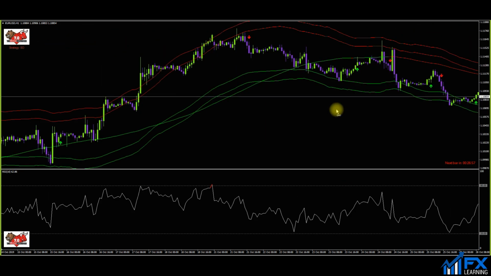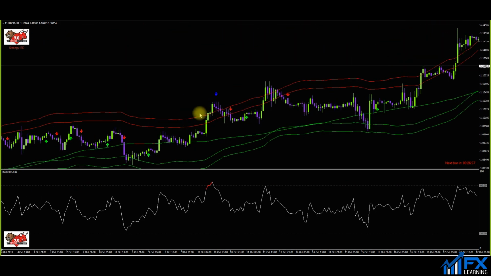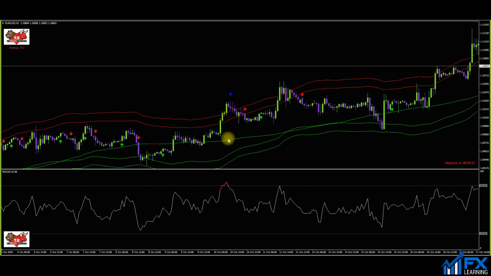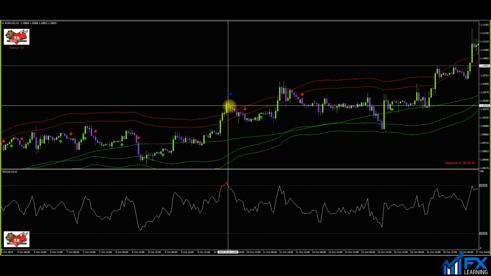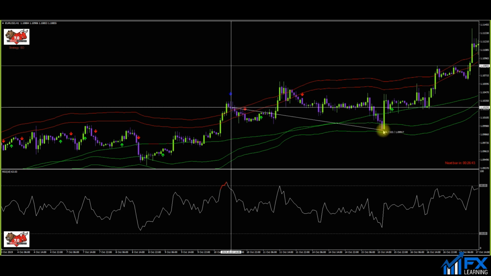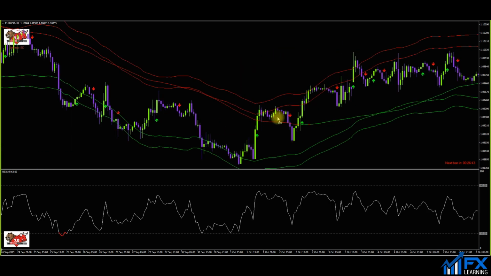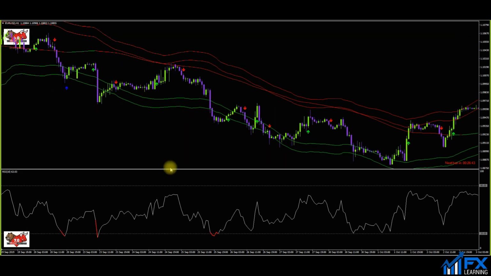Okay, let me find you one more. Again here, look at this. Look where the line is, outside the zone. This particular setup could have given you around 34 pips. I wouldn't take any of these setups here.